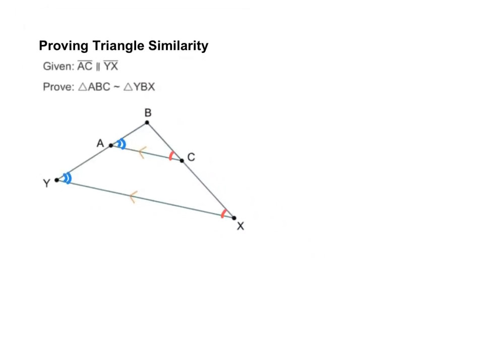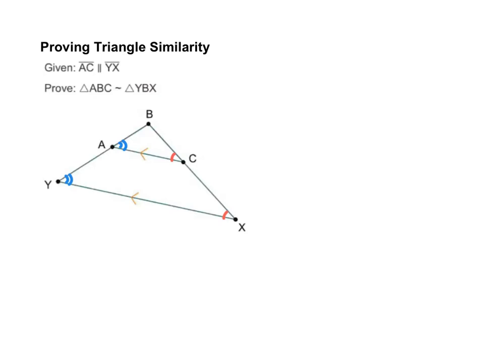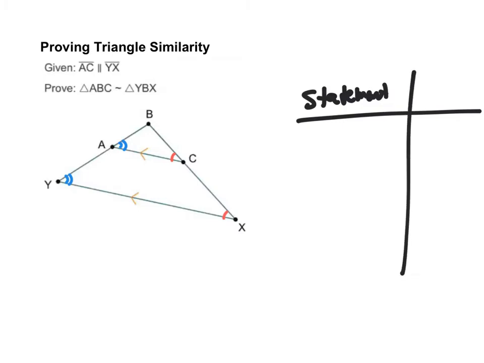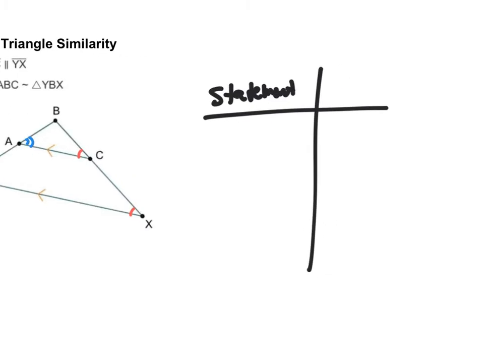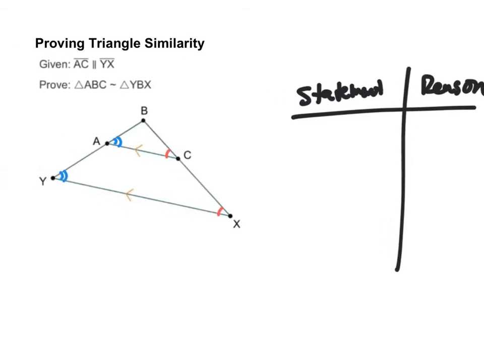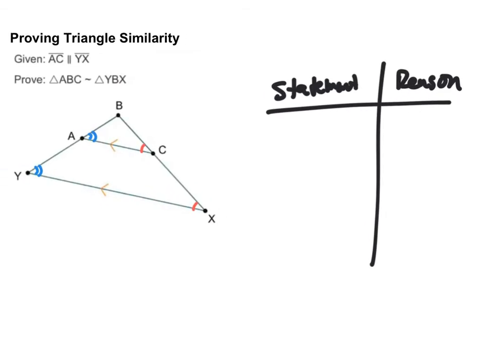All right, let's come in here and let's draw out our statements and reasons. Let me do statements, and then reasons. Okay, so the first statement is that AC is parallel to YX, okay, and that's given.